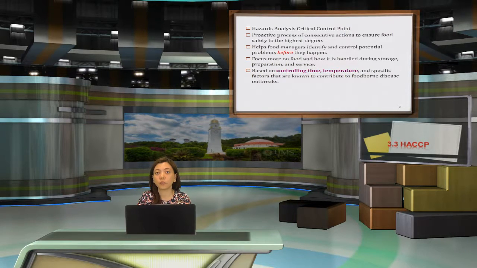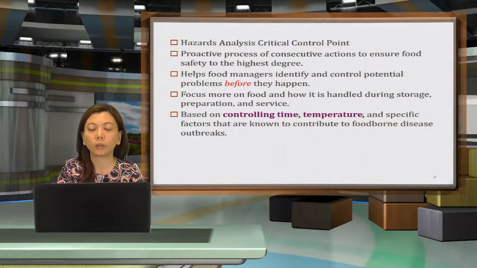So basically it's a food safety program whereby they take a proactive approach rather than a reactive approach. It helps food managers to identify and control potential problems before they can actually happen. It focuses more on how food is handled during storage, preparation, and service. Besides that, these food safety programs focus a lot more on time and temperature control, because these are the risk factors that have always been linked to food poisoning cases and outbreaks.